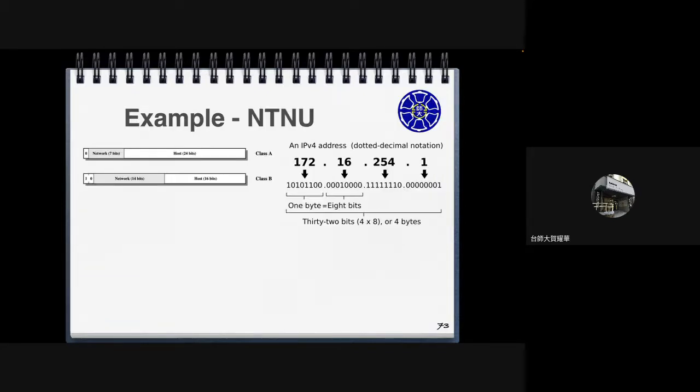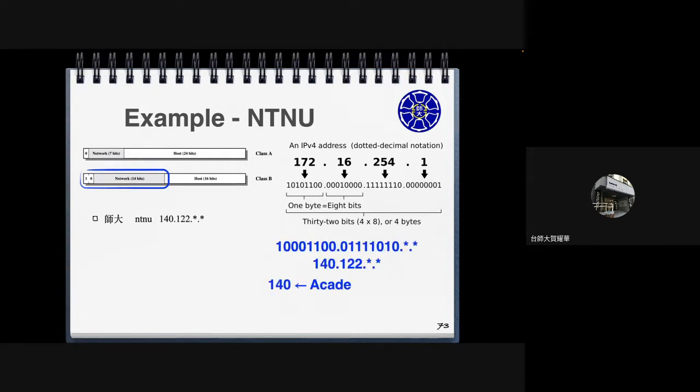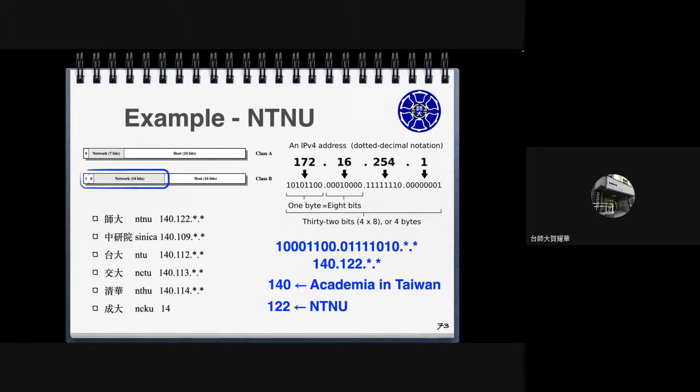Now, for example, NTNU, 四大 NTNU, the IP address will have one class. That will be class B for NTNU. NTNU's packet address begins with 140. Okay, 140 will translate to what? To 11001100.